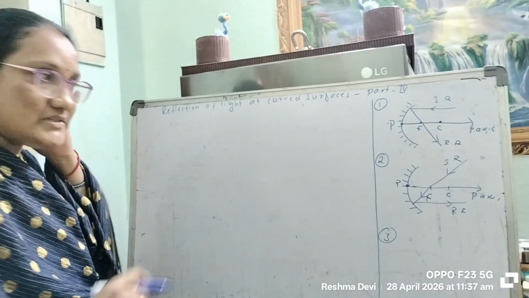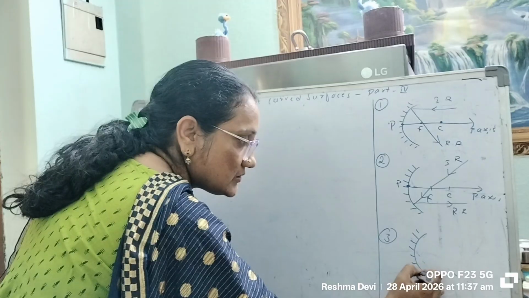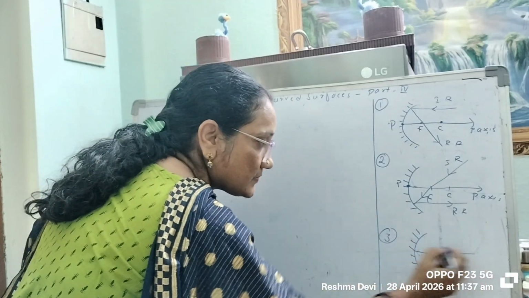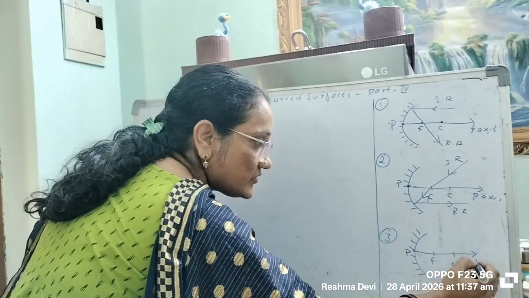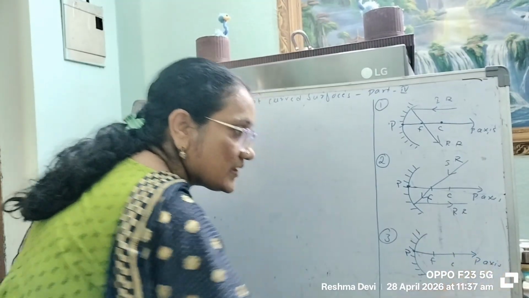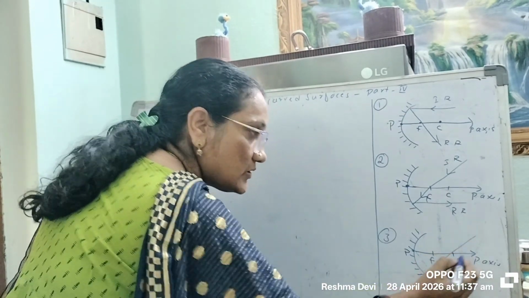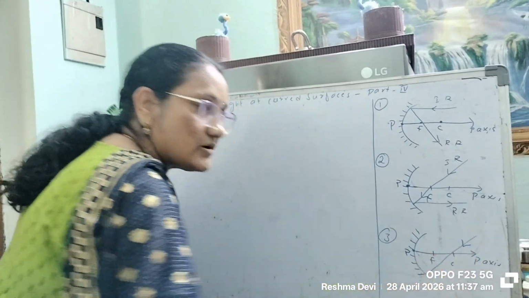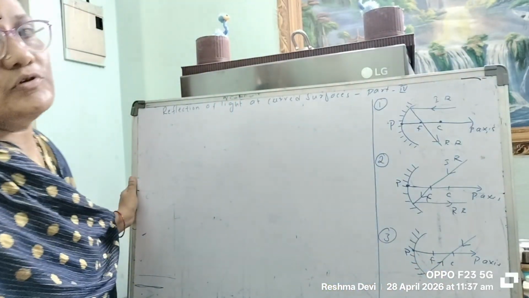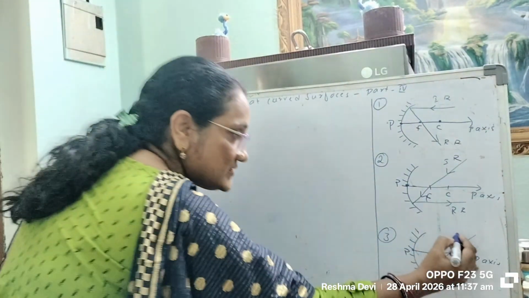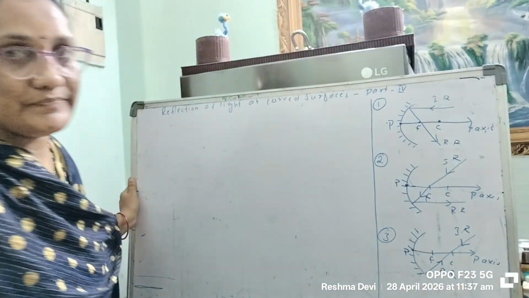Now the third one, what we discussed. First let us draw the concave mirror: pole, focus, center of curvature, principal axis. Now rays which are focused or travel towards the center of curvature, after reflection they retrace the original path. This is the incident ray, and this arrow indicates the reflected ray.